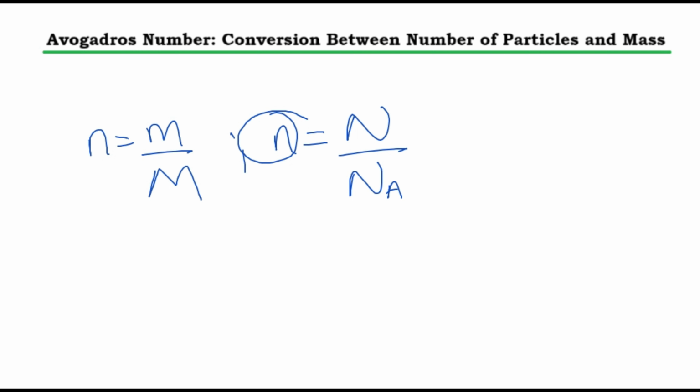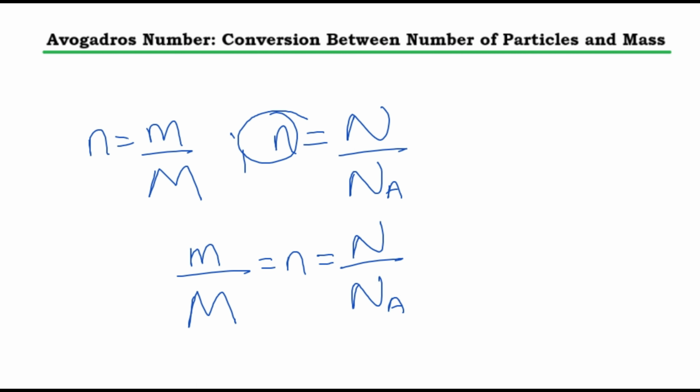So we can write this as mass divided by molar mass is equal to number of moles. And the number of moles again is equal to number of particles over the Avogadro's number. So the common thing here is the number of moles. So for us to convert the number of particles to mass and vice versa, we need the number of moles. Why? It is the bridge.